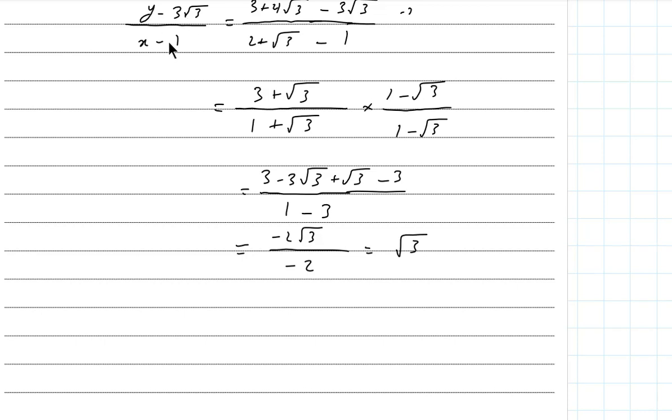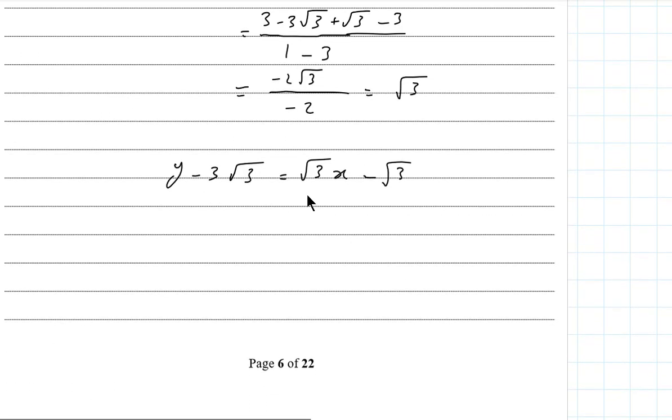So we can say (y - 3√3)/(x - 1) = √3. We can cross multiply now to get y - 3√3 = √3(x - 1), which is √3x minus √3. This is the equation, which can be simplified to y = √3x - √3 + 3√3 + 2√3.